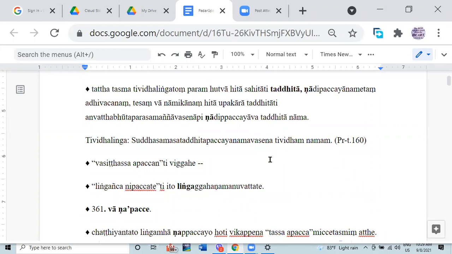So you can separate, you can divide this long sentence into two: sodha, samasa, Taddhita, paccaya, nama, nam, vasena, without combining. Also, we can write it. Vasa, bala, beda, mostly if they come, mostly genitive. Chati, taburisa.